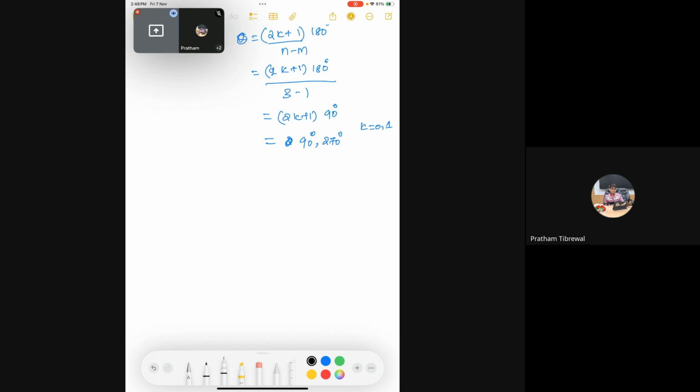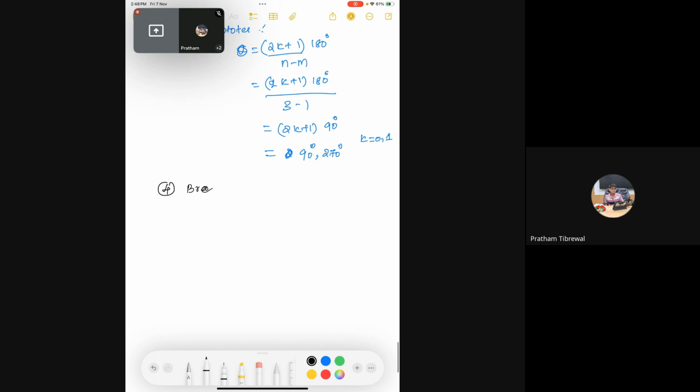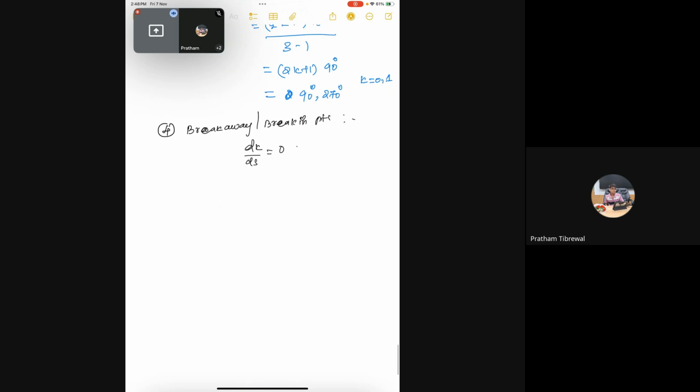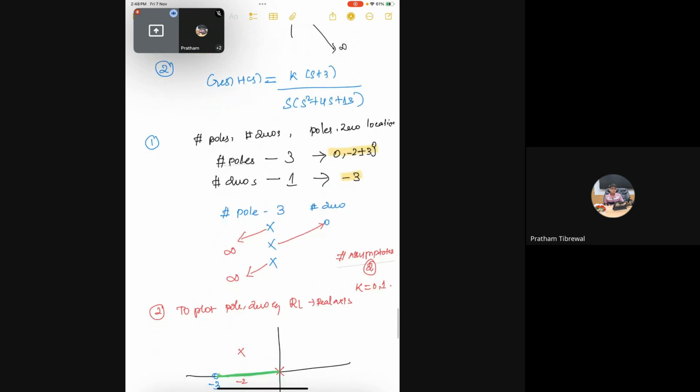Right. Now, the next step is to find the breakaway or break-in point. Is it going to break from the real axis to go to infinity? Most probably it will break, right? Because we have more poles than zeros. Breakaway or break-in: how to find this? dk by ds equal to 0. We have to write k equal to, and then dk by ds equal to 0. So if we equate, this will give me k equal to minus 1 by G(s)H(s).